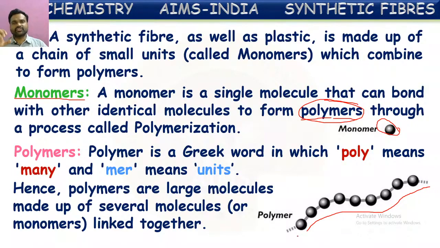So almost all the synthetic fabrics are made from these polymers. Not only synthetic fibers, even certain natural fibers are also polymers. Example, cotton. You say cotton is a natural fiber, but it contains a chemical substance called cellulose. Cellulose is a large polymeric molecule. So not only synthetic fibers are made from polymers, even certain natural fibers also contain these polymer molecules.